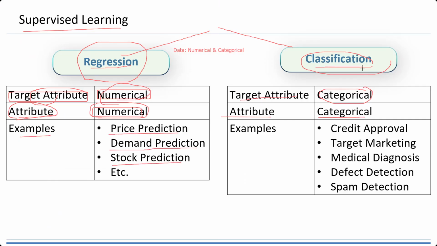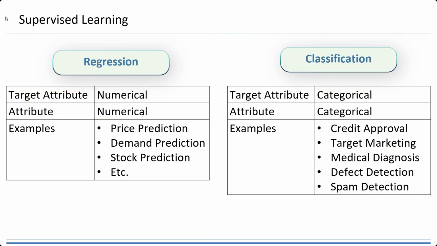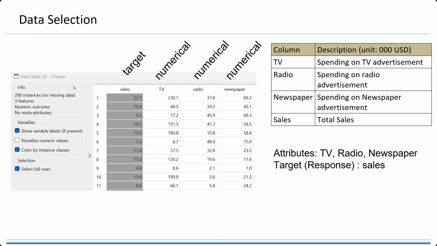For classification, there are examples like credit approval, so yes or no. Target marketing, yes or no. Medical diagnosis, positive or negative. Defect detection, defect or not defect. Spam detection, whether the email is spam or not spam. So based on this category, now let's look at the first example.